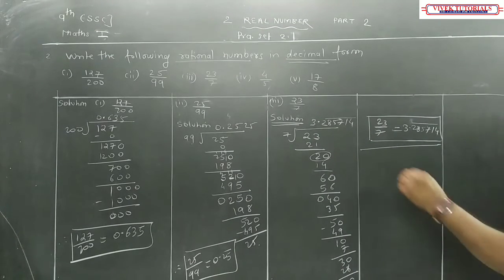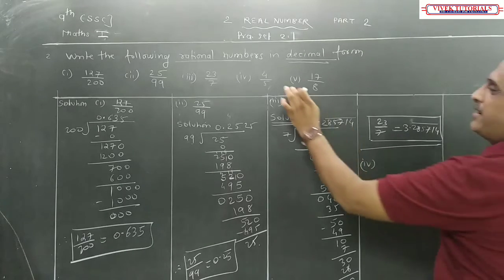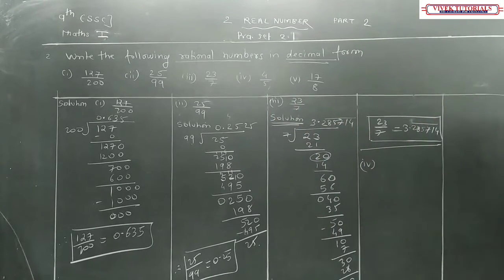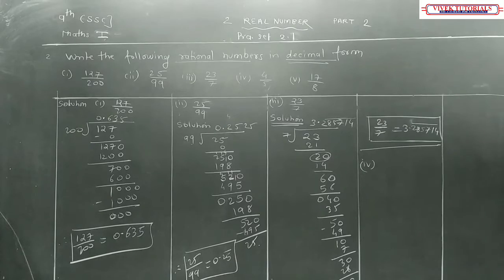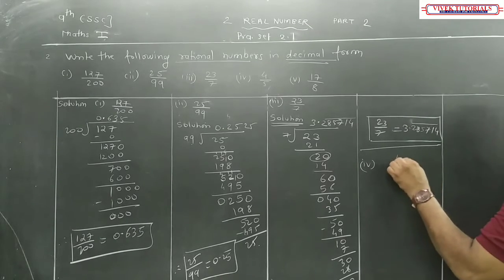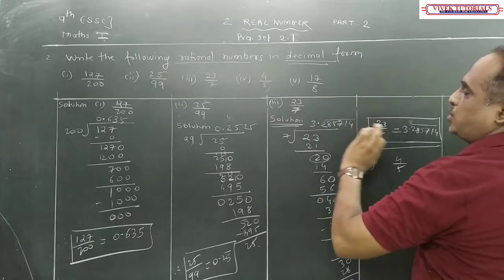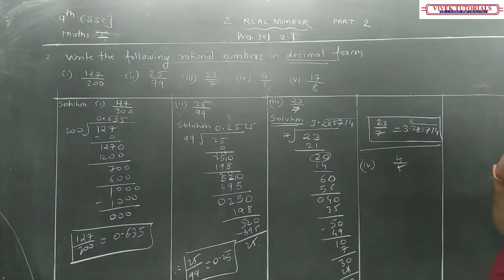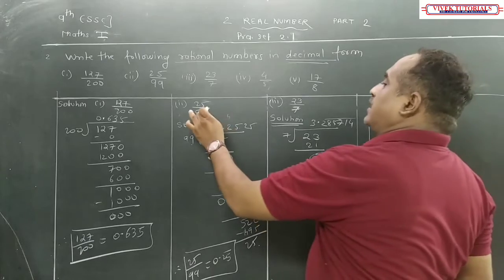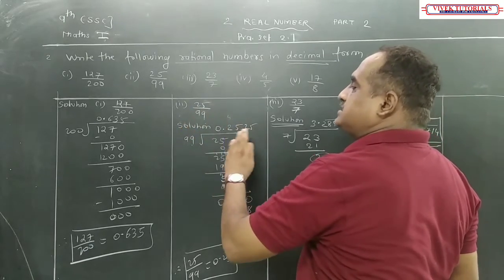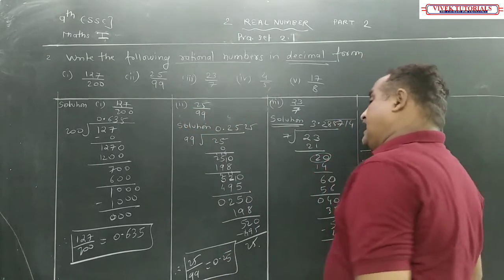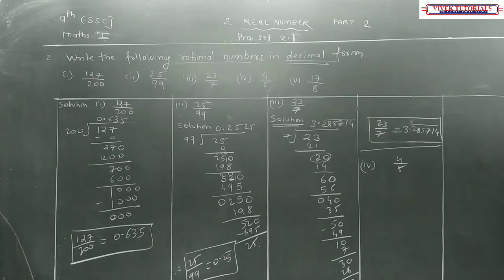Now, fourth one. See, what is the denominator? 5. 5 means it is going to terminate. So how to do it? How to find out that value? 4 by 5. It was 7. 7 is a prime factor other than 2 and 5. That is why, look, it came in recurring. 99. It is a prime factor of what? 11 into 9. This is also 11 into 3, so that's why it is recurring.